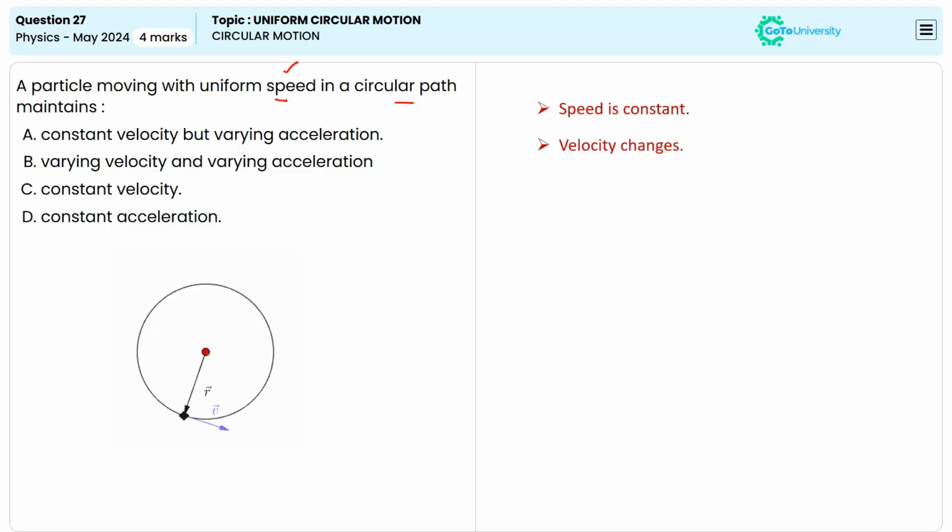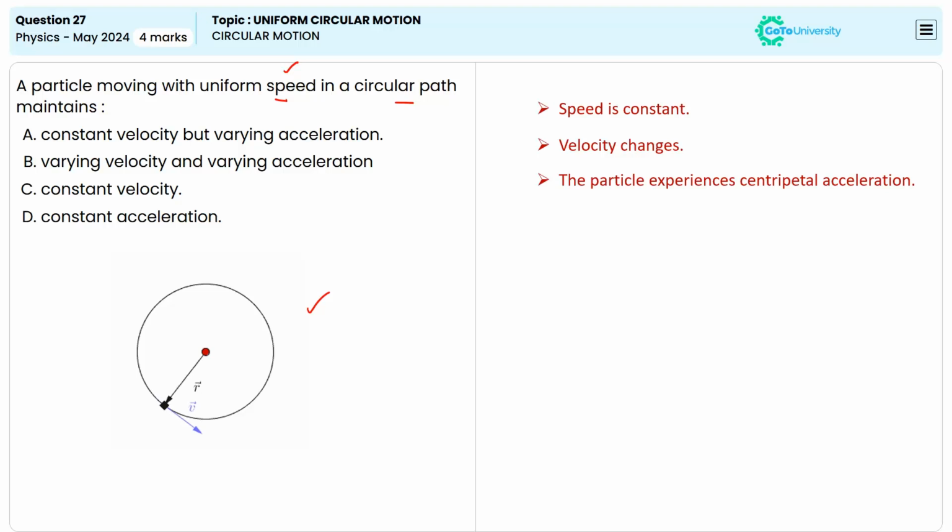Second, the main thing is about the velocity. Here, the velocity will change because its direction changes continuously as the particle moves along a circular path. And the third quantity is the centripetal acceleration. It's known that the particle experiences centripetal acceleration, which is directed towards the center of a circular path. This acceleration causes the change in direction of velocity, keeping the particle in circular motion.